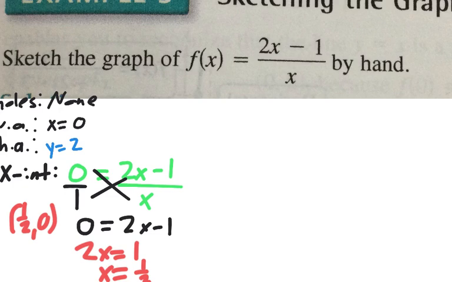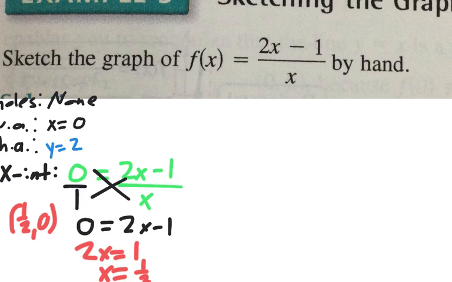Any questions there? That's the first time we've seen an x-intercept. Just want to make sure everybody's on board. See what we did: plugged in 0 for y, set it up as a proportion and solved. The only x value was 1/2, so I have an x-intercept at 1/2.